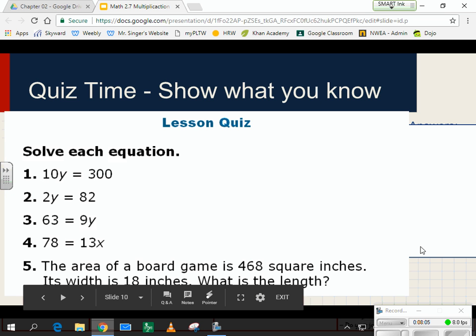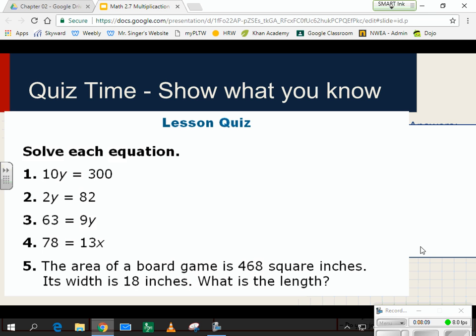And here's your quiz. You got 5 problems. Take your time, show your work, and go ahead and solve for the correct answer of all these.